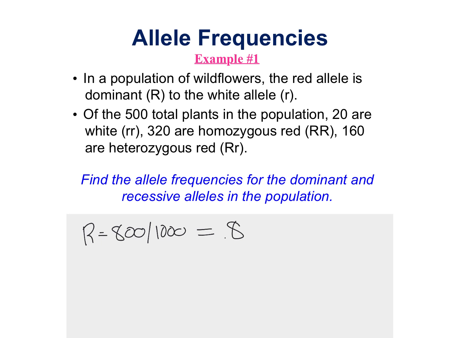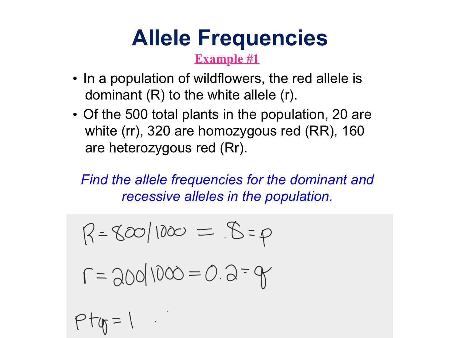And if we remember, our dominant letter is our P. And for our little r, we had 200 out of a total of 1,000, which means that our frequency for this is going to be 0.2. And our lowercase letters, our recessive alleles, is the Q in our equation. And the reason I like math is that a lot of times we can check ourselves. So in our original equation, we have P plus Q equals 1. So here I can add 0.8 plus 0.2 and it equals 1. So we know, yes, this is in fact correct.